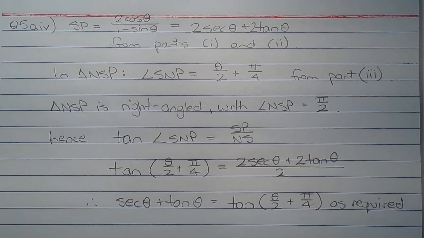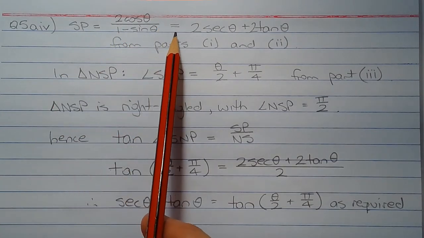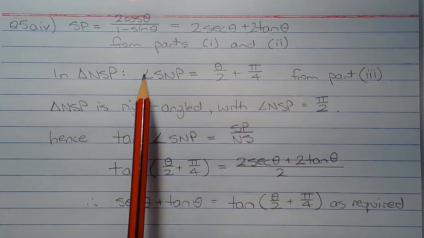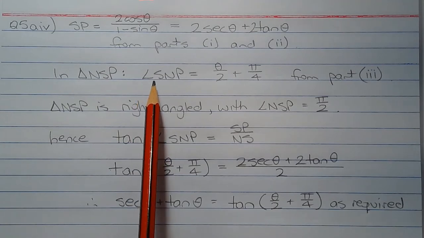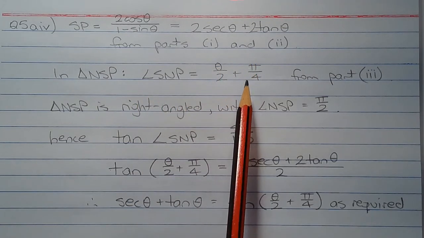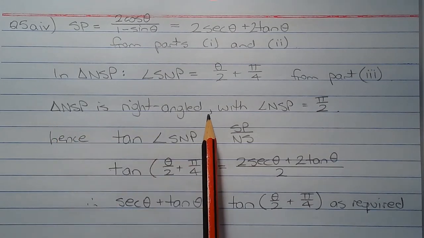Putting this all together, we can write SP is equal to 2 cos theta over 1 minus sine theta, which equals 2 sec theta plus 2 tan theta from parts 1 and 2. In triangle NSP, angle SNP is equal to theta over 2 plus pi over 4, and that's from part 3.